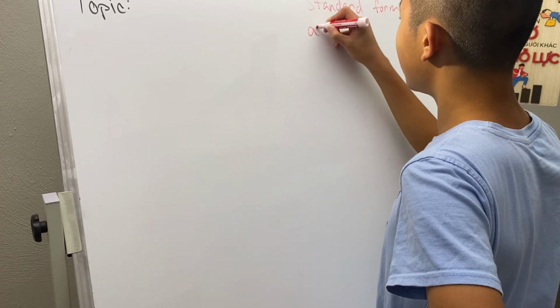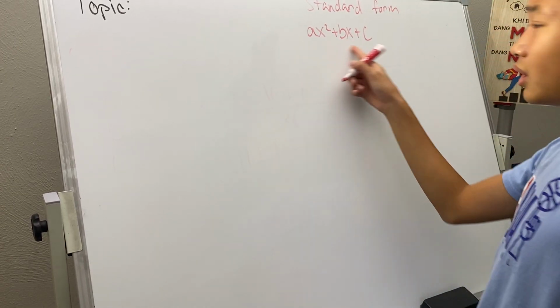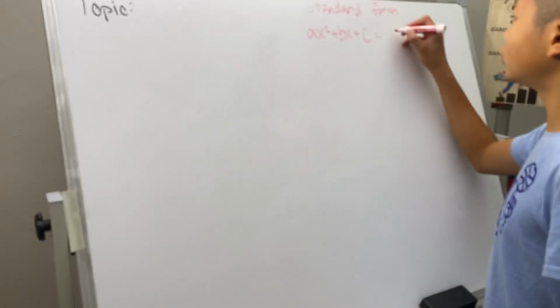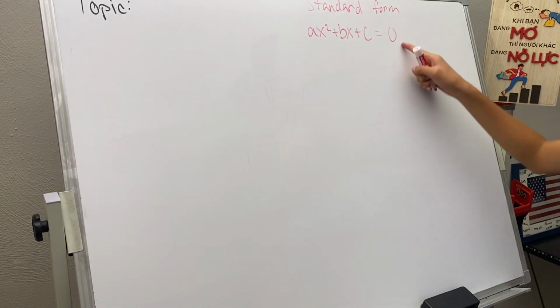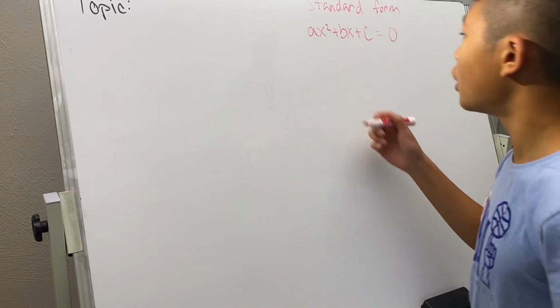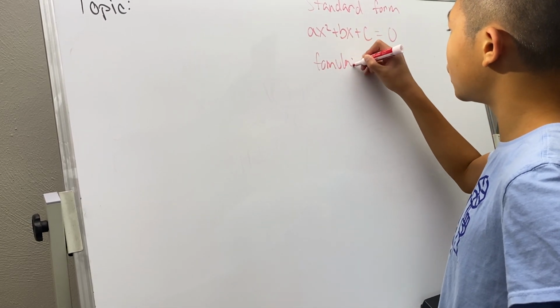It is ax squared plus bx plus c. Look at the marker, it's about to run out of ink. It's equal to 0. Make sure it's already equal to 0. If it's not equal to 0, just move this to the constant. That's it. And here's the formula for how to solve.